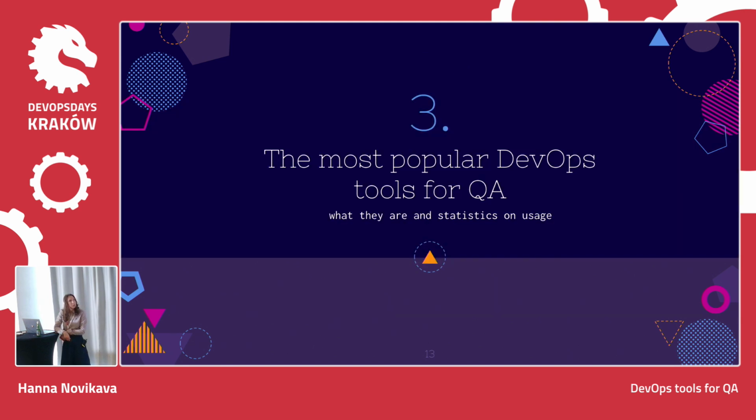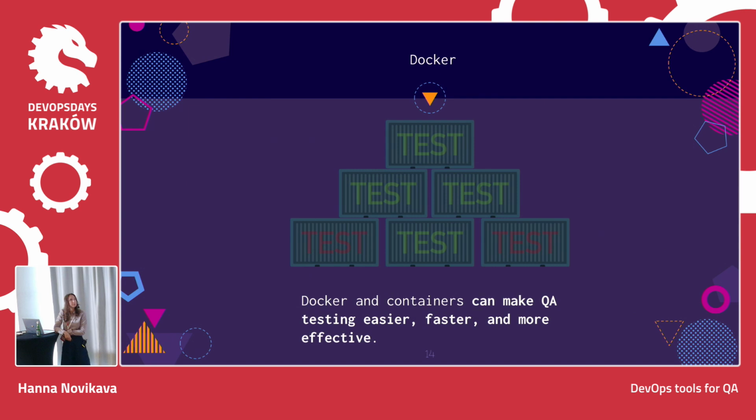Okay, the most popular DevOps tools for QA engineers. A little bit about statistics. Of course, Docker. Who uses Docker every day? Who uses Docker for testing? Well, a lot of companies are doing it.